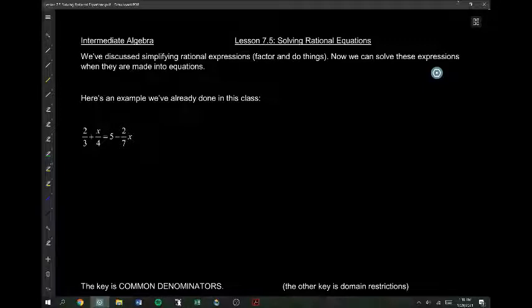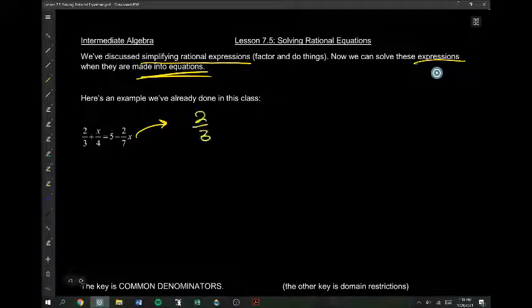We've talked about simplifying rational expressions, where we'd factor and do things and find common denominators and cancel common factors when possible. We're now going to take expressions and set them equal to each other, make equations, and solve them. So here's one we kind of started the year with. Problems like this, where we have a whole bunch of fractions. Remember, every number is a fraction. So that 5, I'm going to think of as being the fraction 5 over 1.